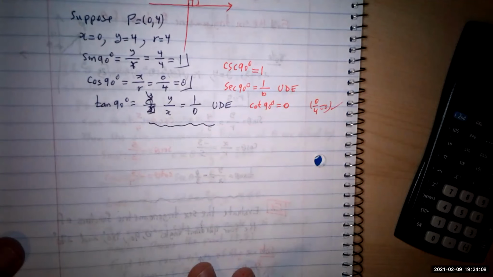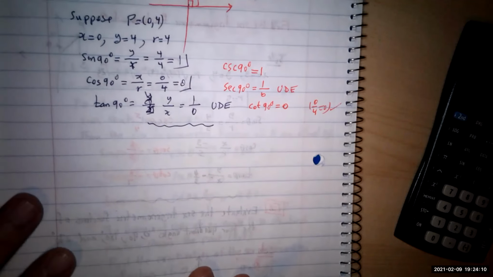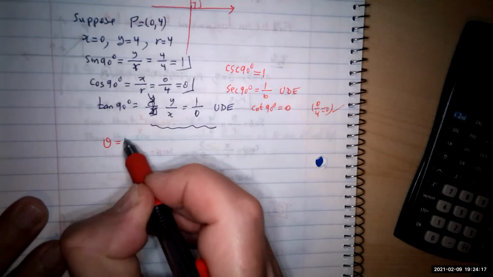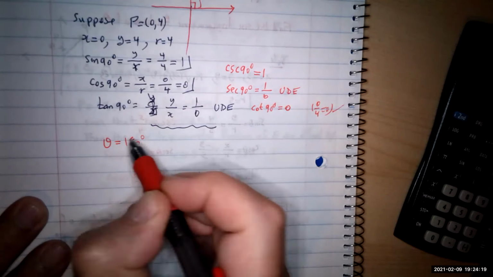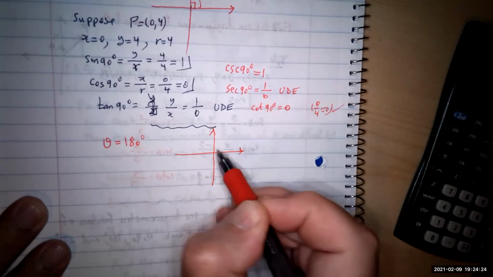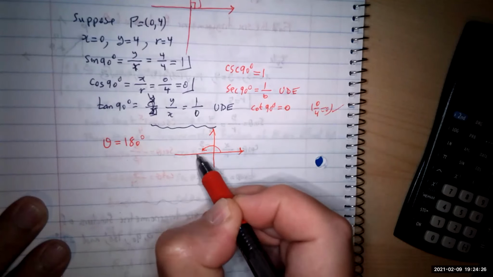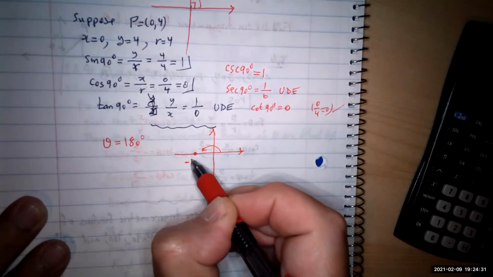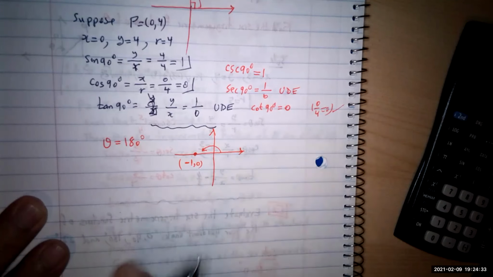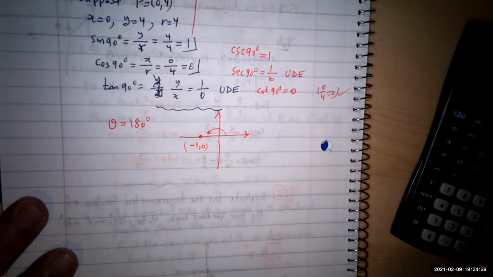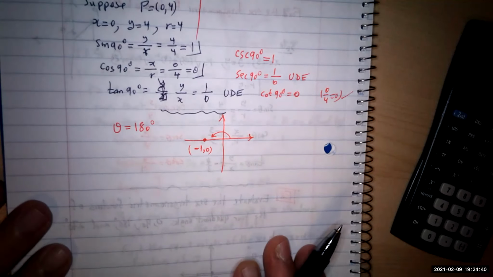The other two are going to be the same. I'll just give you the points and then you do it for yourself. So in the case of 180 degrees, you are here, so you need a point here. The easiest point is going to be -1 and 0. If you get the -1 and 0, then you'll be able to find the information.